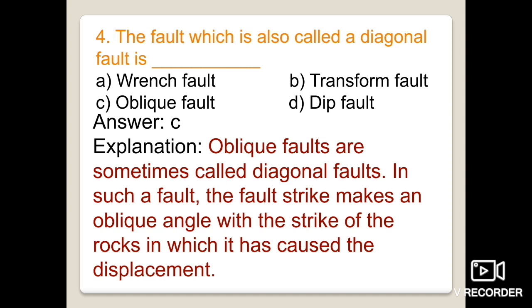So a fault which runs oblique to the strike and dip of the strata is known as the oblique fault. But when a fault strikes diagonal to the dip of the regional structure, these are known as the transverse fault. Okay, so oblique faults are also known as the diagonal faults. In such a fault, the fault strike makes an oblique angle with the strike of the rocks in which it has caused the displacement of beds.